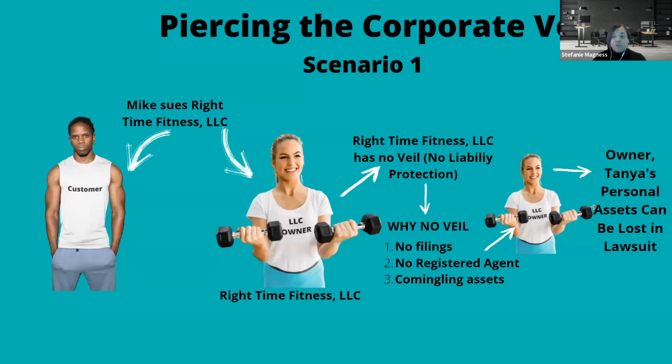So I want to talk about piercing the corporate veil a little bit. That's how you can lose your asset protection. Piercing the corporate veil means that you have done something to make your business no longer legally protected. I gave an example where Mike sues the fitness company. Because the fitness company did not do their filings, did not have a registered agent, and was commingling assets, if Mike wins, the owner can lose some of her personal assets, just like any other judgment.